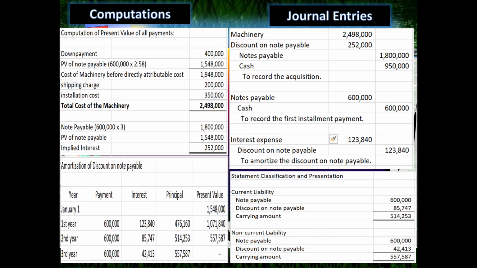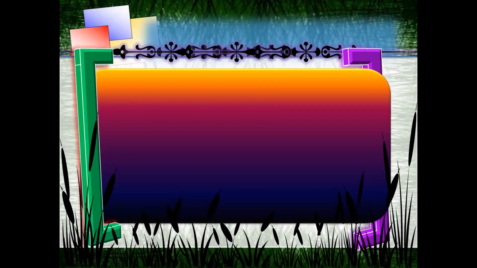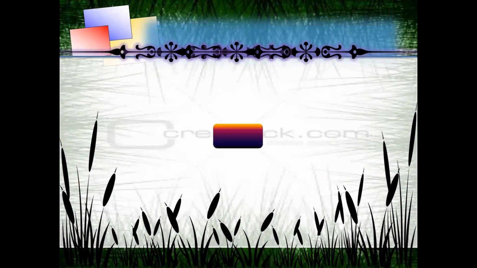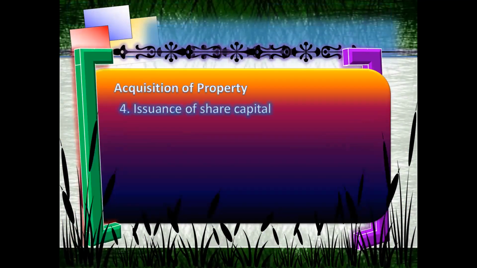So for that non-current liability, yun lang din, no? Ang basis natin is yung schedule na amortization dito. So ito siya na amount will become our basis, no, for the carrying amount of our non-current liability. So which is 557,587, which nag-reconcile naman doon sa amortization schedule. So tapos na tayo sa installment. So proceed tayo dito sa next.